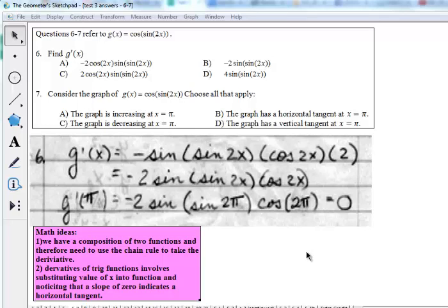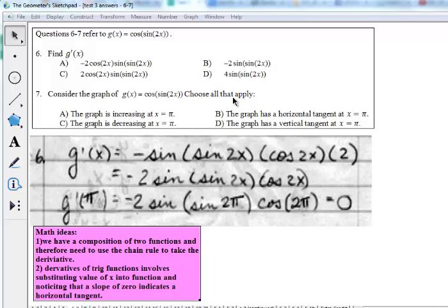These are questions 6 and 7. And right away, they're both going to be referring to g of x, which is the cosine of the sine of 2x. So right away, we know that we again have a composition of two functions, cosine of x and the sine of 2x. Actually, we have a composition of a composition, so you're going to have to take the derivative of what's inside here for the first chain rule, and then the derivative of this. So we're going to use the chain rule twice, basically.